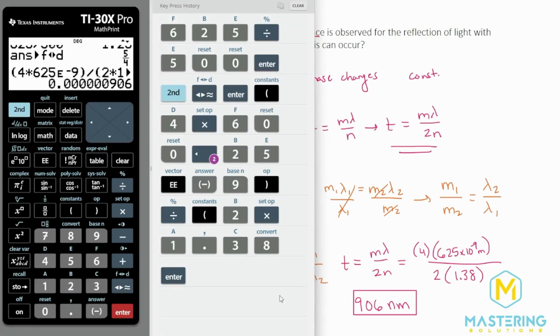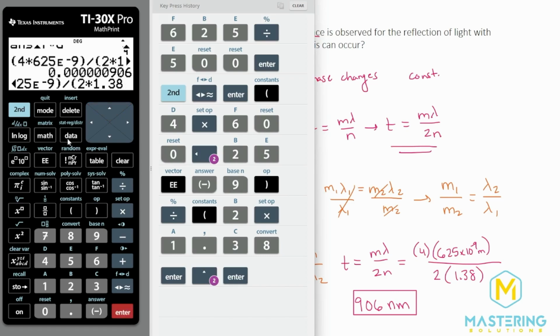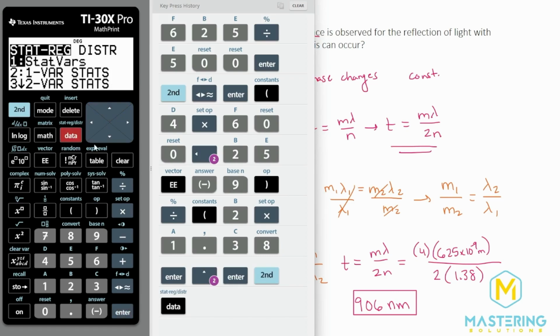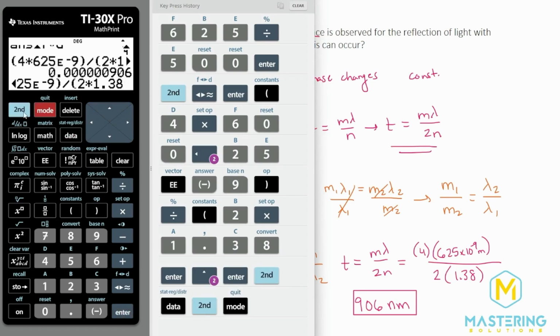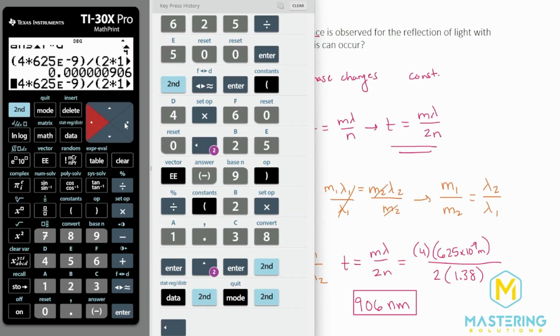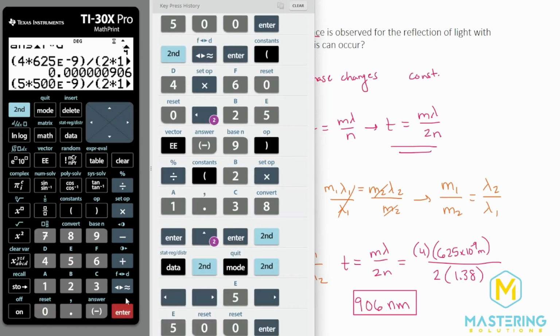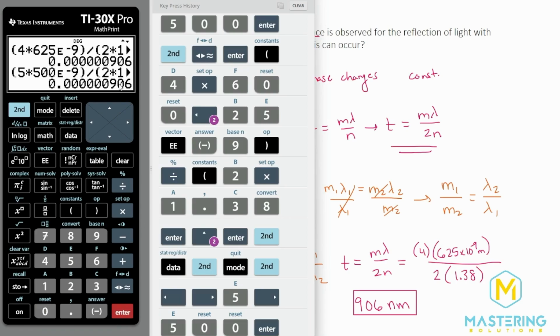Now, to illustrate my point, if we go back to our calculator, let's just change these. Instead of the 4th order, we have the 5th order with 500 nanometers, and you'll see that the answer is the exact same because the ratios are the exact same. That's why it doesn't matter which one you use. They will both give you the same thinness of the thin film.